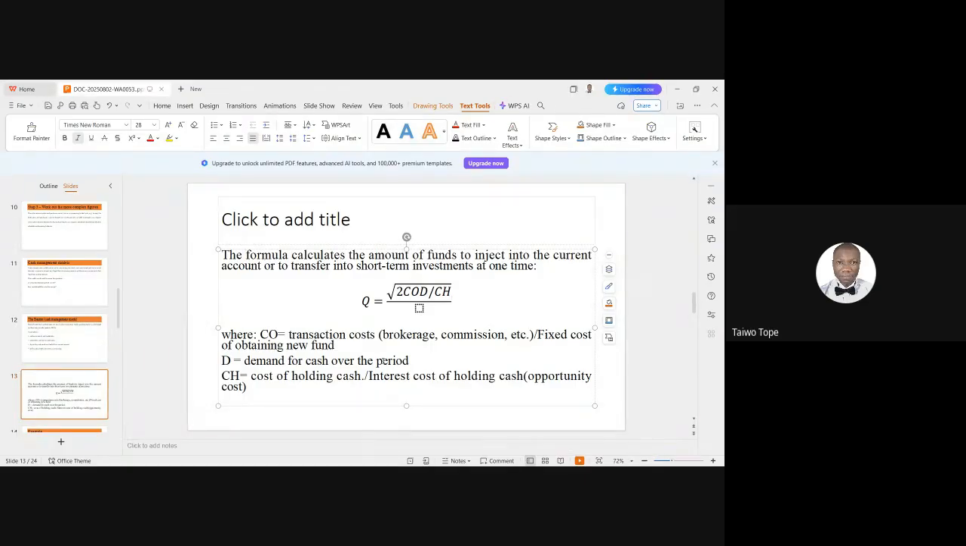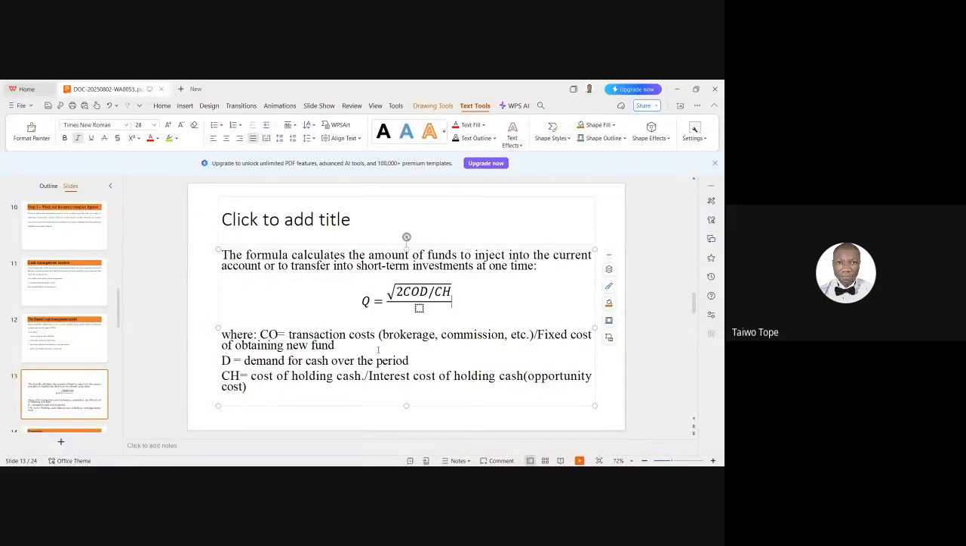That is the opportunity cost. So that is the interpretation of those items there. So the idea about the Baumol model is that your transaction costs can be in form of you selling securities too often, and the opportunity cost can be in form of you holding too much idle cash.